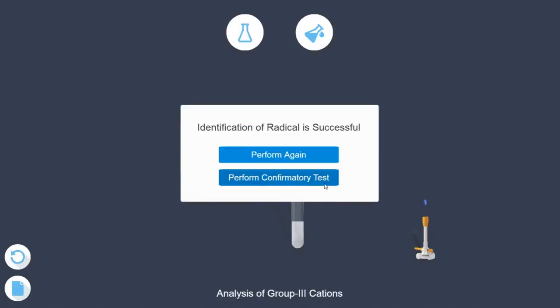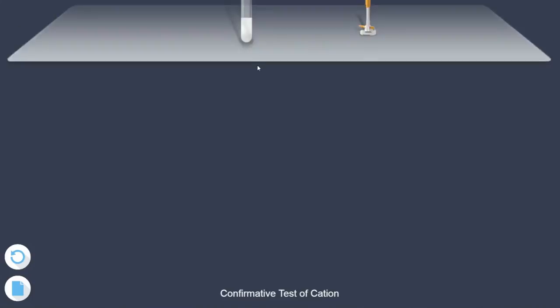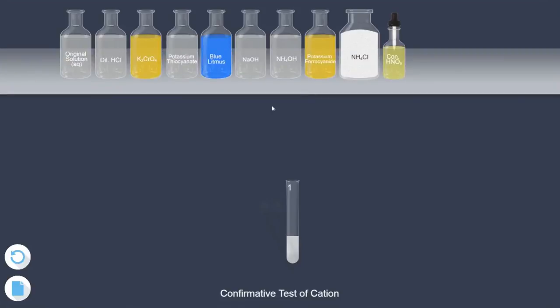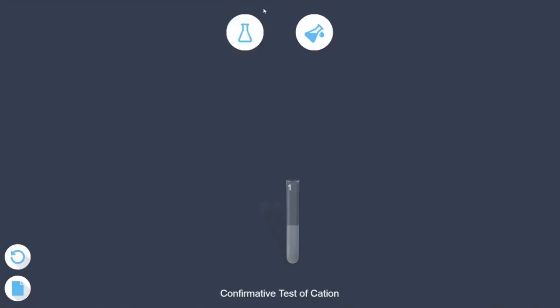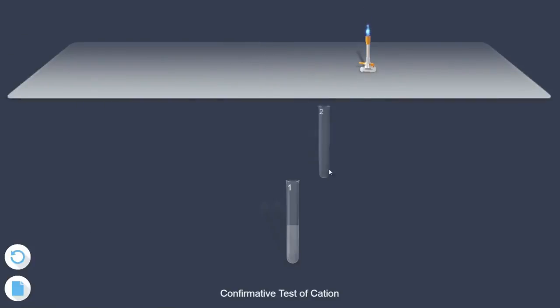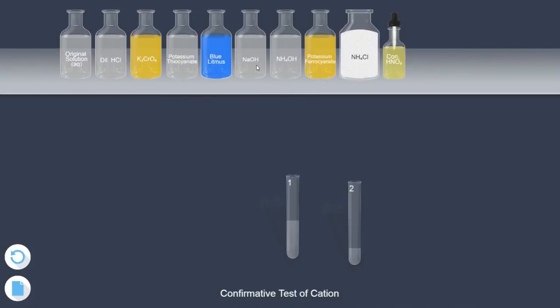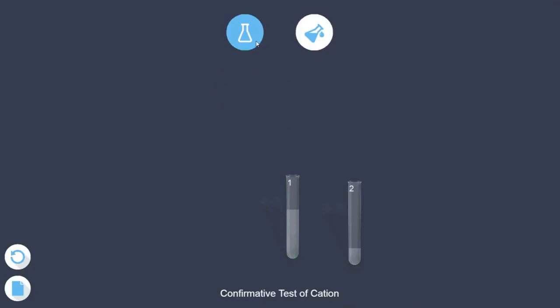Perform confirmatory test for group 3 cations. Dissolve the white precipitate in dilute HCl. Take test tube 2 and add half of the content from test tube 1 to it. To test tube 1, add sodium hydroxide solution and heat it.